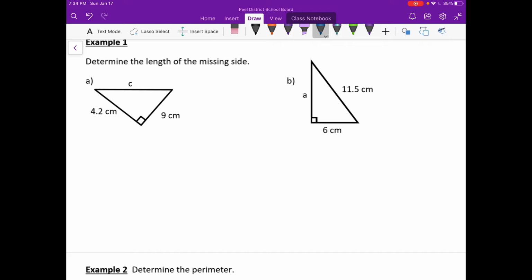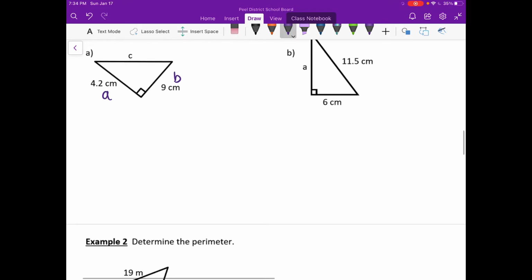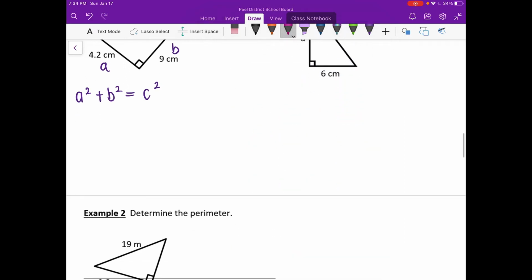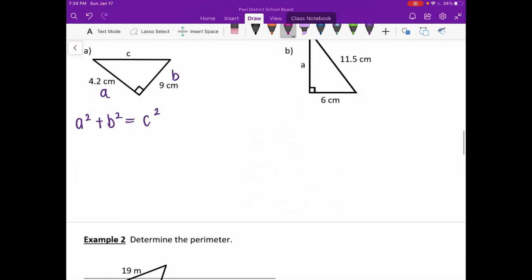So, the best way to know how to use this is to just put it into practice. So we know that this is side C over here, which means that the legs of our triangle must be A and B here. So let's just use the formula. So we have A squared plus B squared. We're trying to find out what is side C, right? So let's just go in and do this. We're going to substitute our values in. So our A value is 4.2 squared plus 9 squared equals C squared. So let's go in and find out what those numbers are.